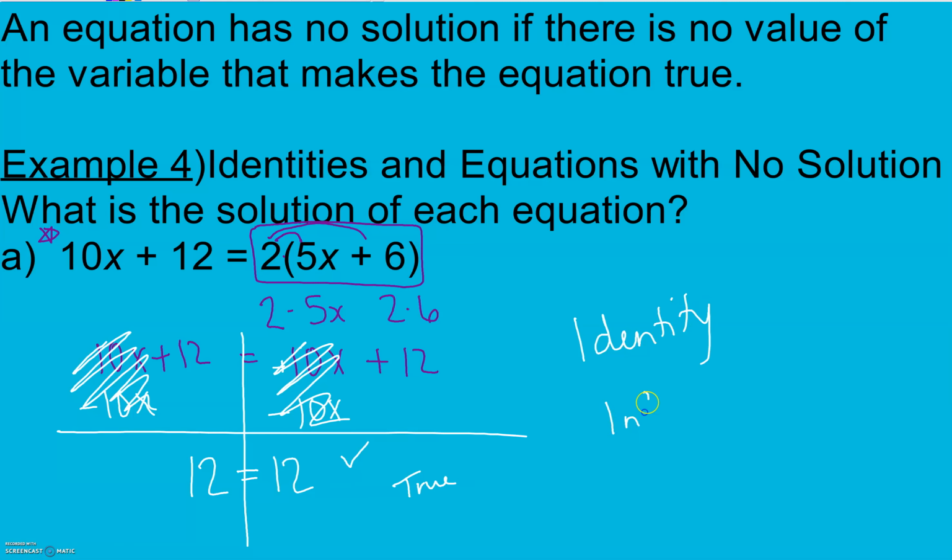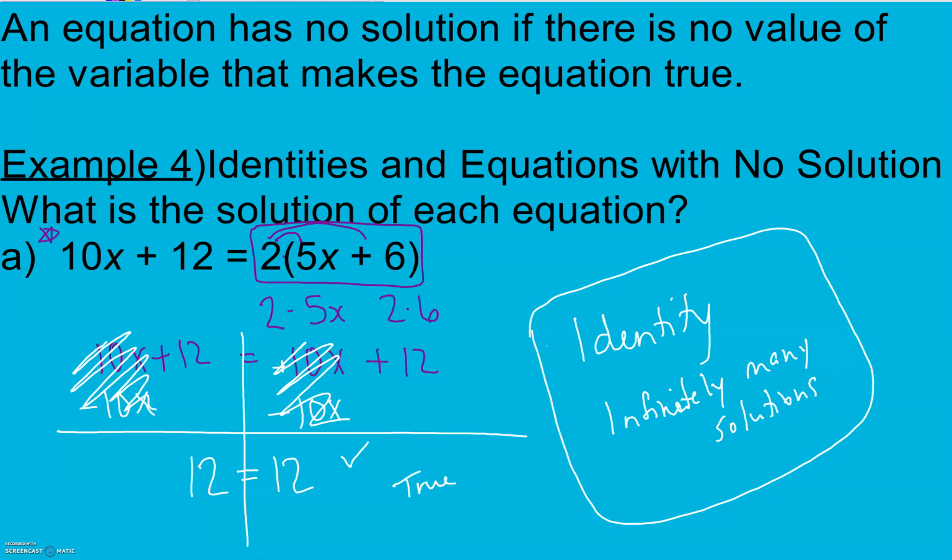So since it's true, we call this an identity. And we say that there are infinitely many solutions. And we can remember that because both sides are identical, so it's an identity.